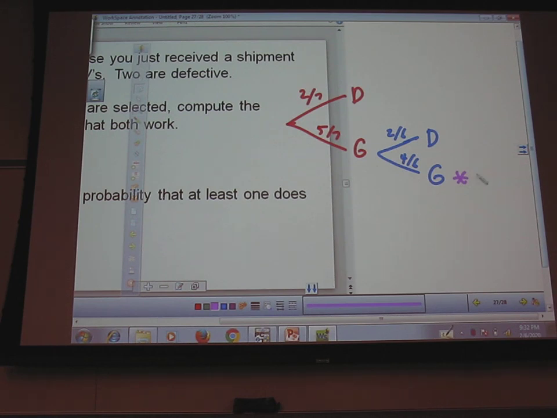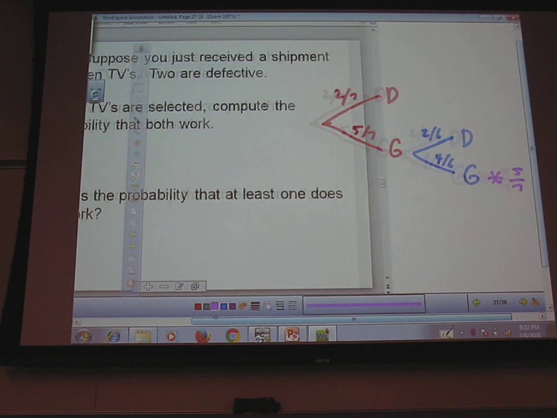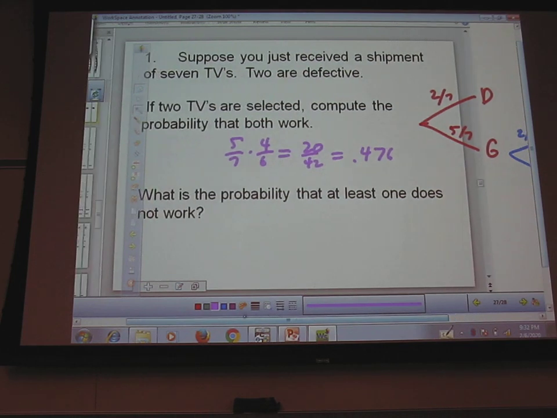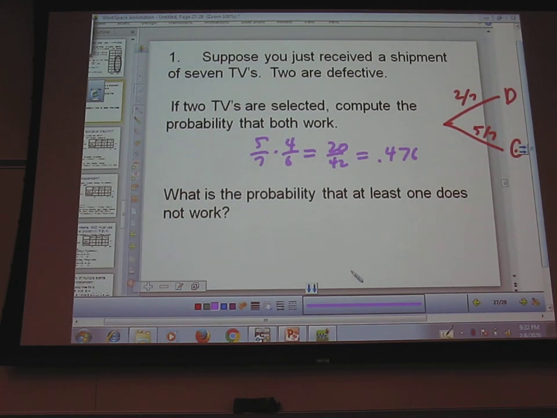How do you find it? All right, what's that probability? 5 out of 7 times 4 out of 6. 20 over 42. So it's just less than 50%. 0.4 what? 0.476. Great. What's the probability that at least one does not work?